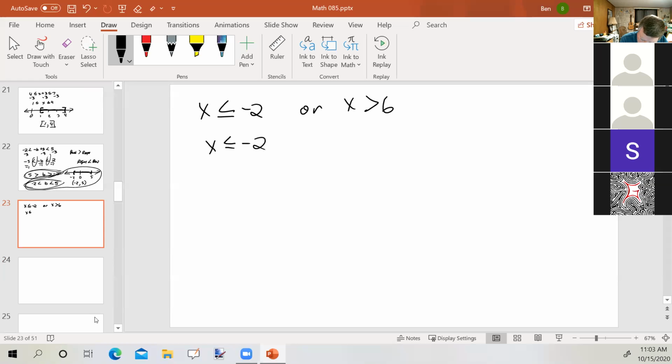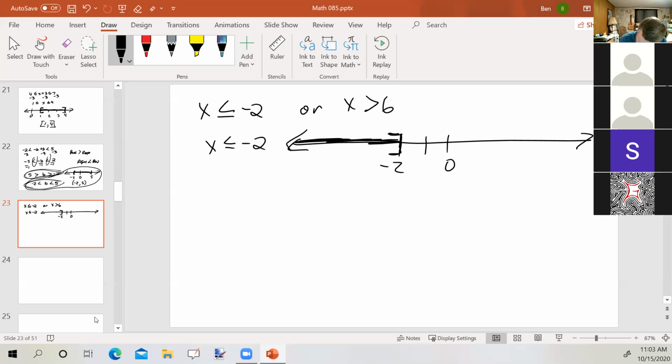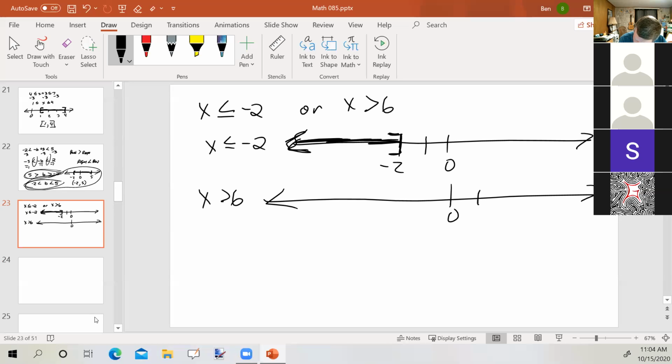X less than or equal to -2. So let's see, 0, 1, 2, -2. I'm going to have a bracket and arrow going to the left. X greater than 6. Let's see here. 0, 1, 2, 3, 4, 5, 6. And I'm going to have parentheses going there.